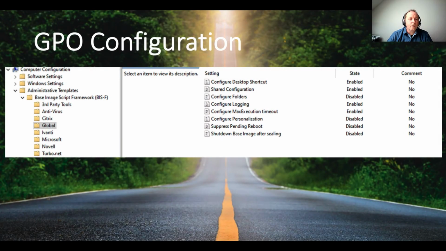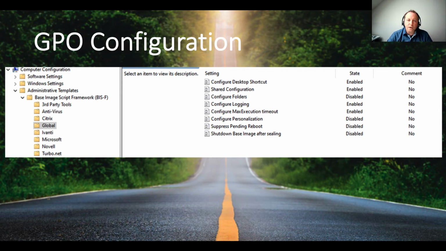So the complete configuration is done with ADMX. After you have installed BIS-F, you get the ADMX folder, and inside of this one you get the ADMX and the HTML file. Please copy it to the policy definitions folder, and you can start the configuration. At the moment on the screen you can see the global section from the BIS-F part. You configure all these items that you can see here inside of the global section.